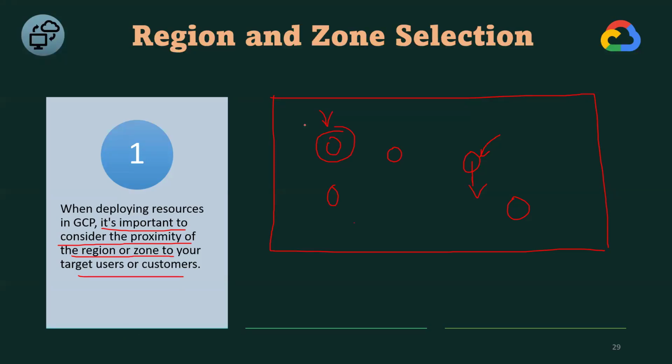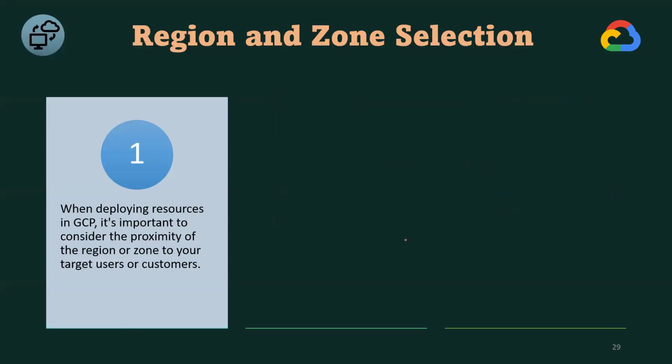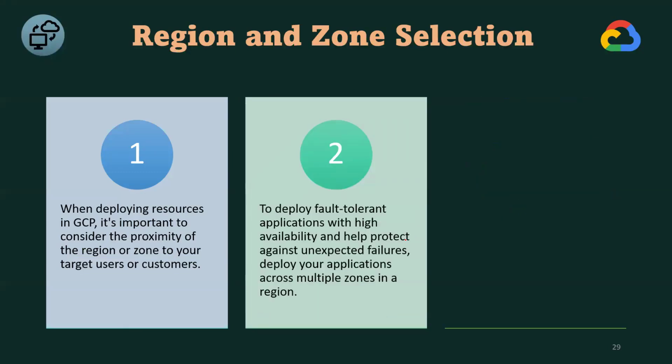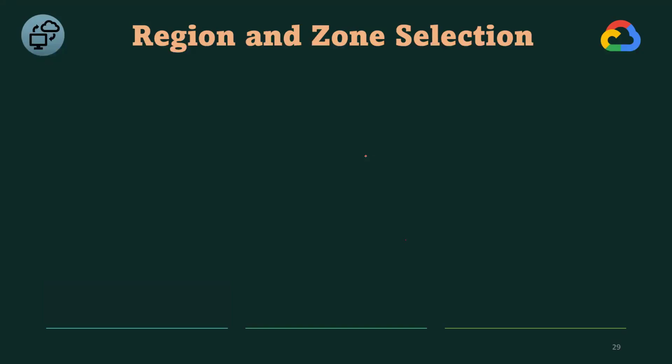And we have a second point. Let's go to the second point. To deploy fault-tolerant applications with high availability and help protect against unexpected failures, deploy your applications across multiple zones in a region. Let me talk about this point. Assume that you have a region.